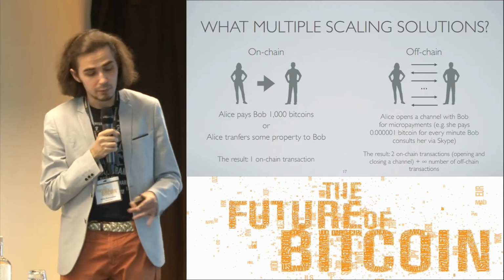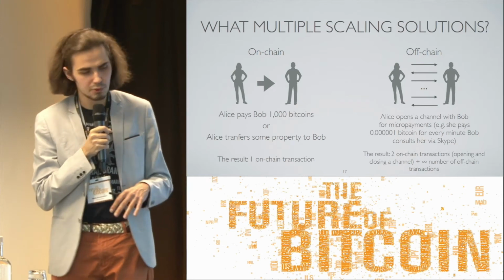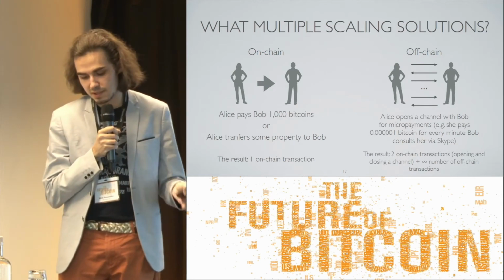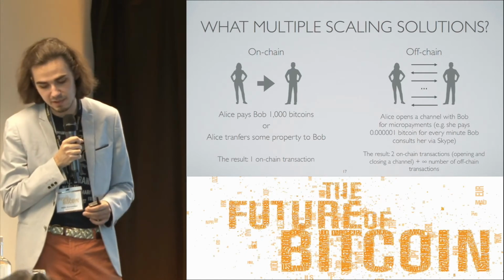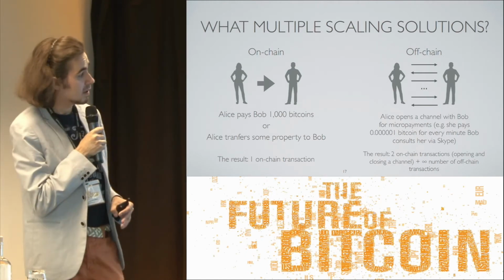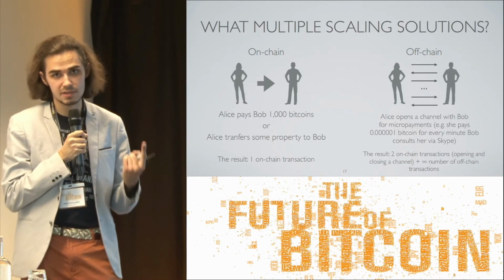Why do we need both? Well, the first example would be when Alice pays Bob a huge amount of Bitcoin, or when she is transferring her property to Bob by time-stamping something into the blockchain. That would be an on-chain transaction, and the result will be one transaction in the blockchain.